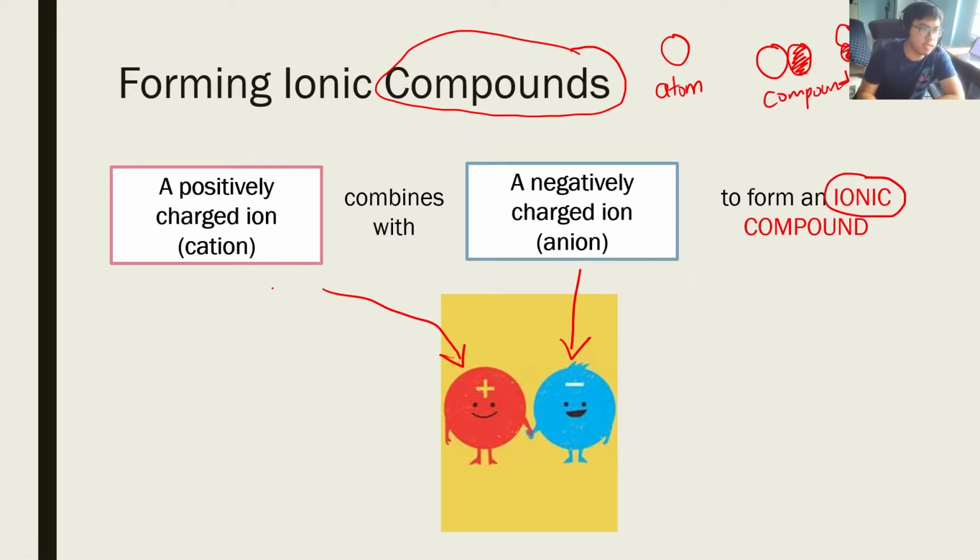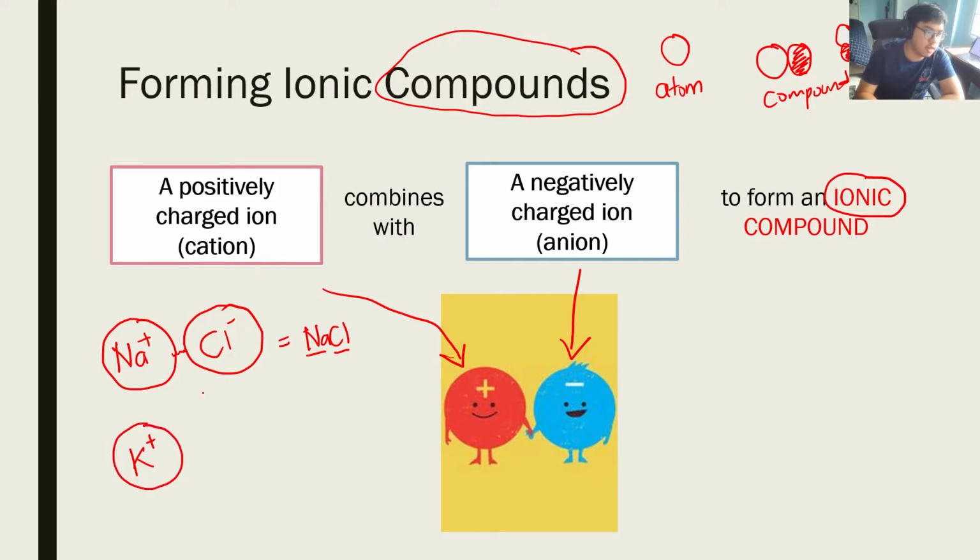Some examples of this. An example of a cation is Na+. Positive Na+ can join together with Cl-. These two can join together to become NaCl. Na is sodium, Cl is chlorine, so sodium chloride. Another example is potassium. Potassium can become a positive ion and join together with fluorine, which is a negative ion. These two can join together to become KF, potassium fluoride. Those are just some examples of ionic compounds.